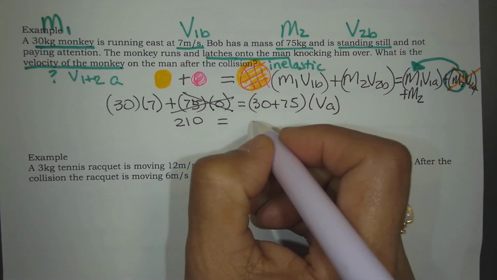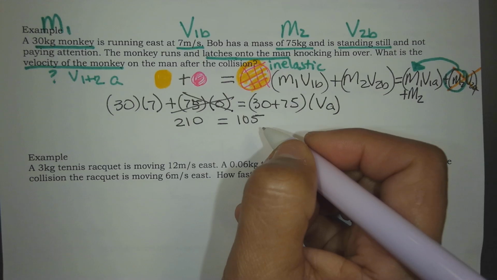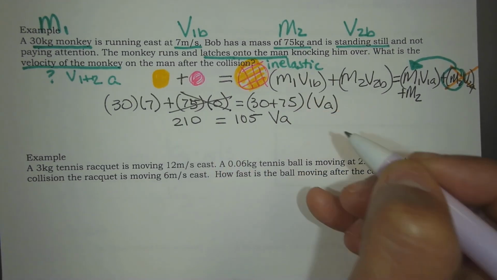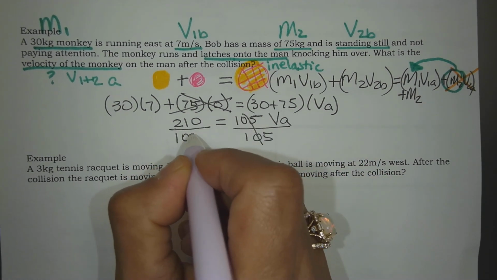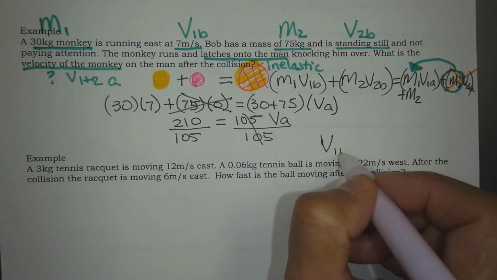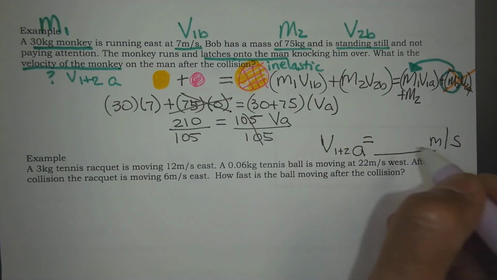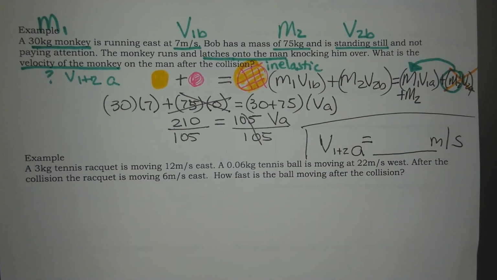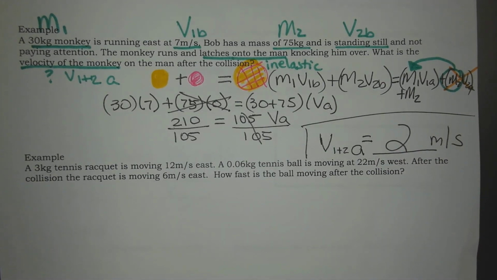Equals 105. Double check my math because I did the 105 in my head earlier today. Times VA. Divide by 105. Cancel. The velocity of object 1 plus 2 after the collision came out to blank meters per second. Not bad. Oh, 2? 2 point something, 2.5? Oh, just 2. Oh, okay, gotcha. Just 2. Not bad. Easy cheesy, I think.